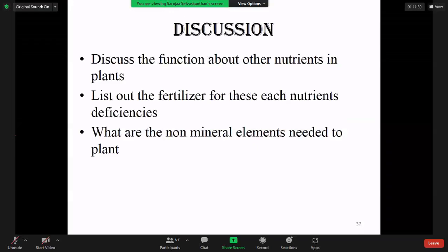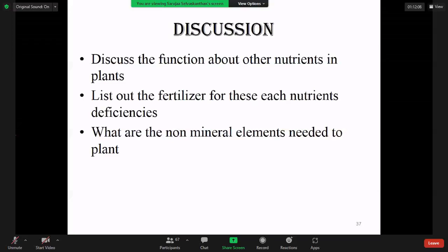For the other nutrients, you have to list out the functions. Two or three functions are enough for one nutrient. And list out the fertilizers for each nutrient deficiency. For nitrogen, what fertilizers can you apply? For phosphorus, potassium, then calcium, like that, what are the fertilizers? Or you can write how you can overcome these nutrient deficiencies.